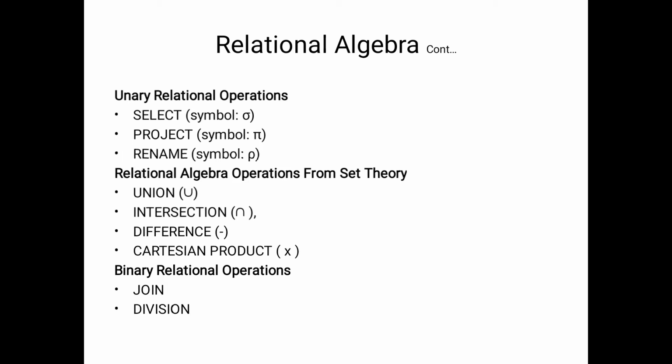Now we will start with the select operation. It is denoted by sigma. Why are we using the select operation? In which situations are we using the select operation? It selects the tuples that satisfy a given predicate. It is denoted by sigma.